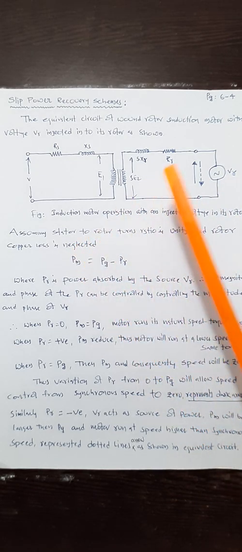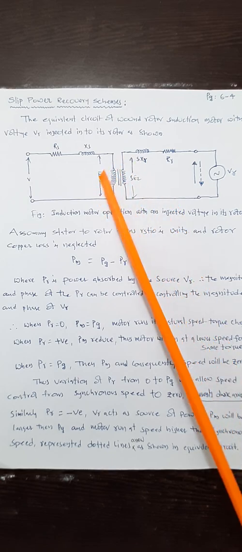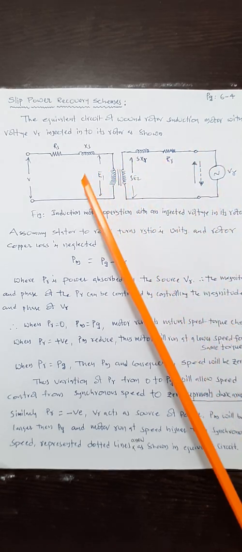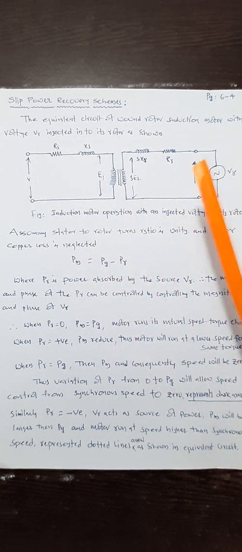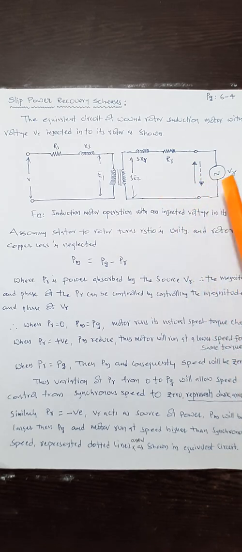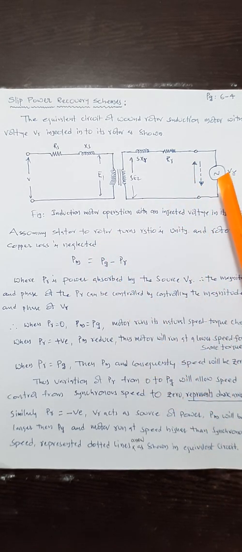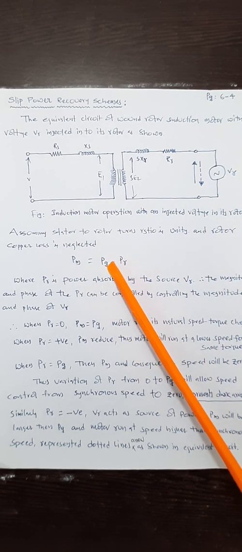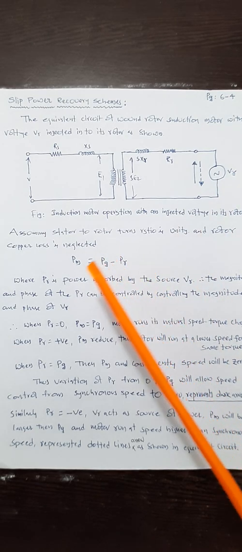Let us assume the stator to rotor turns ratio is unity, and neglect rotor copper losses completely. Therefore, the output power of the motor is equal to the input power minus the injected one. That is, the input power of the rotor is the air gap power PG, and minus PR, the power absorbed by the VR. So PM is equal to PG minus PR. This is the main equation.